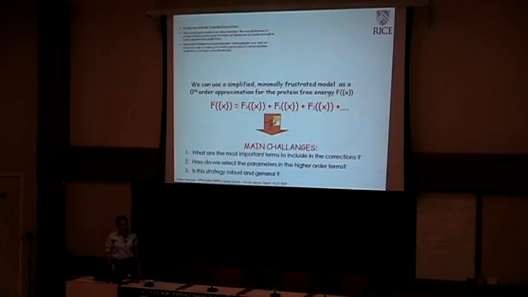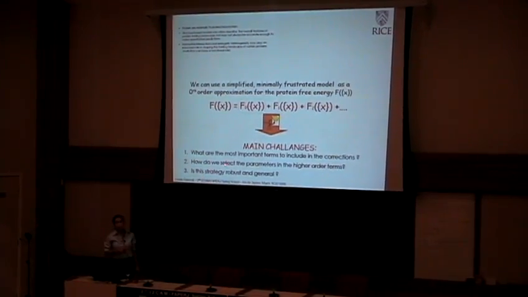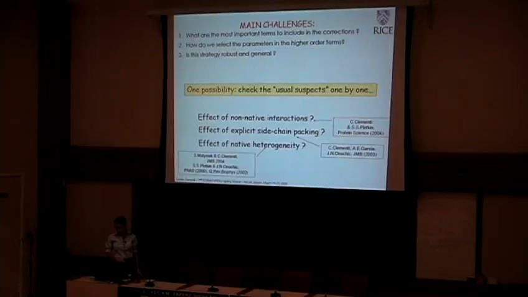One way is this, what I just said: what are the most important terms to include when you want to go beyond the zero-order approximation? And is this strategy robust? How can we port it to different systems? So how do we do this? One possibility is to check, as I said, the usual suspects. Let's think about what we have left out, and let's try to quantify the effect of these terms one by one. Both my group and other groups have done this, and there is a great deal of information out there. I'm going to tell you a little bit about one of these in particular.